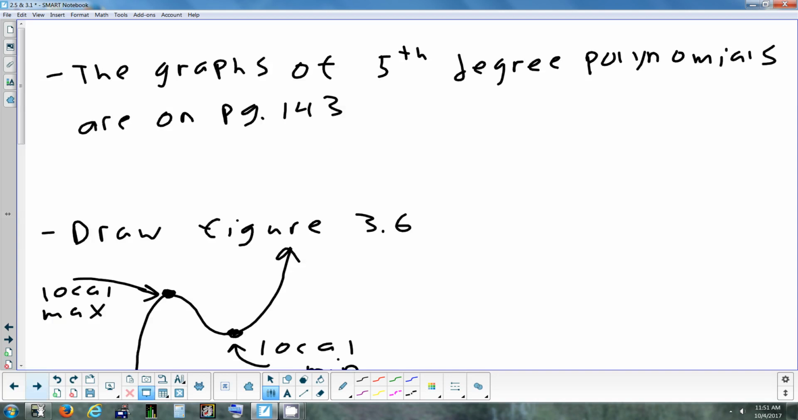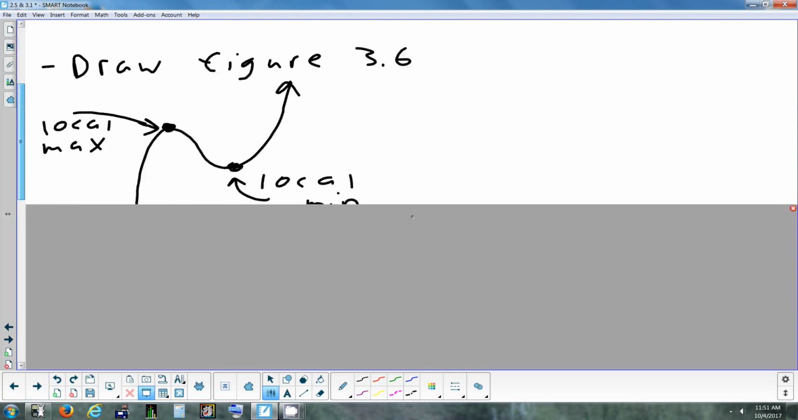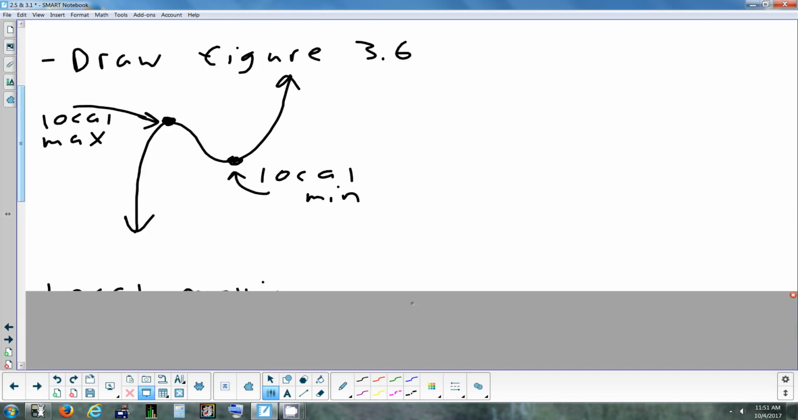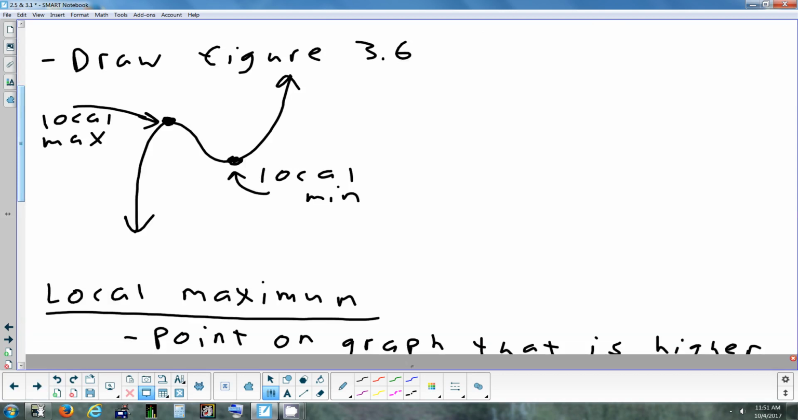Fifth degree polynomials, I'm not going to get into right now. But what I want to talk about in that picture is what's called a local max and a local min. When you have a local maximum or minimum, I'm not saying that this is the highest value ever. I am saying that it's higher than everything around it. Think of it as like a hill in the middle of a field of mountains. There might be points that are higher, but this point is the highest value around it.